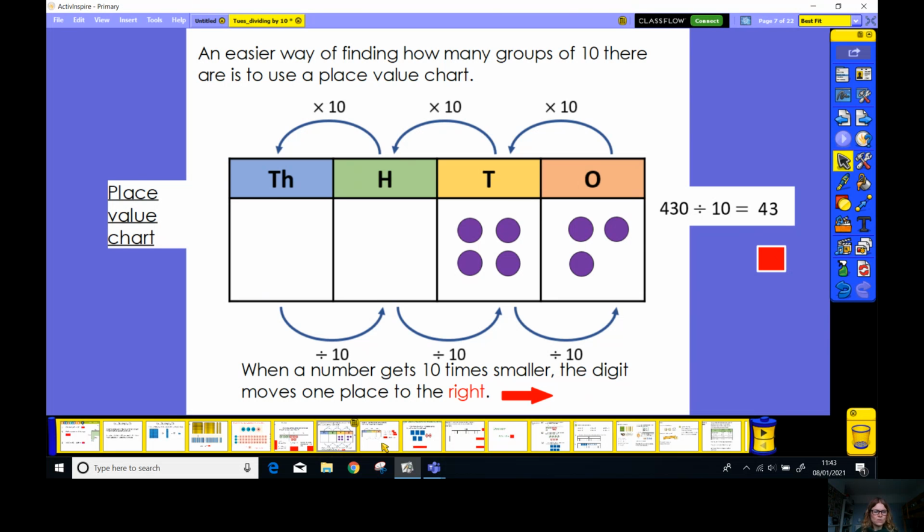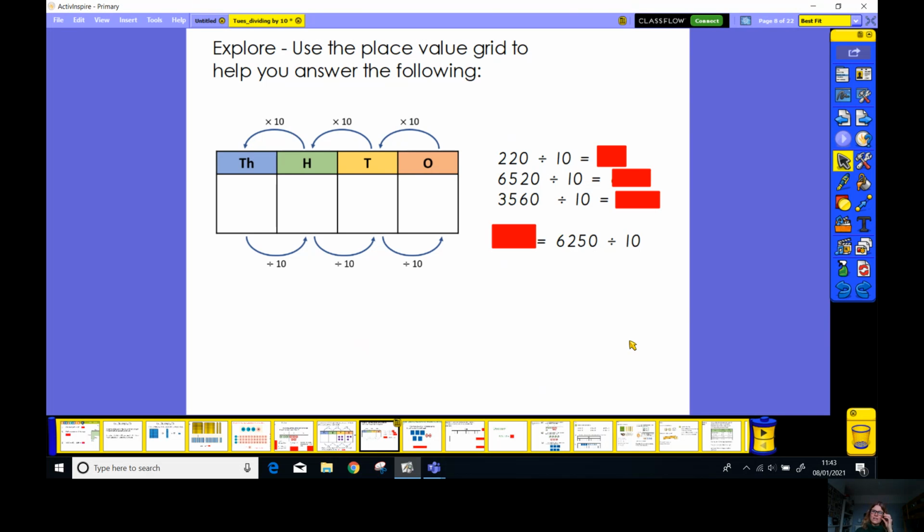Let's have a go on some independent ones now. So if you could pause the video, let's have a go at these questions here. I'd like you to have a go at each one of these. 220 divided by 10, 6,520 divided by 10, 3,560 divided by 10, and this one, something equals 6,250 divided by 10. Pause the video and have a go at those now.